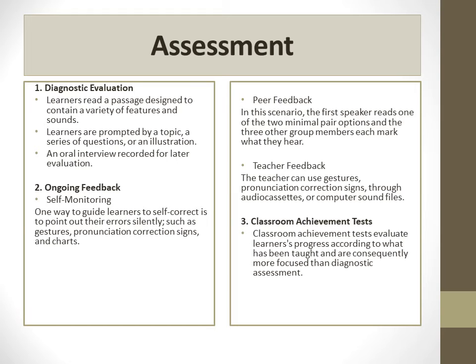One way to guide learners to self-correct is to point out their errors using gestures, pronunciation correction signs, and cards. 2. Peer feedback. In this scenario, the first speaker reads one of the two minimal pair options and the three other group members each mark what they hear. 3. Teacher feedback. The teacher can give pronunciation correction signs through audio cassette or computer sound files.